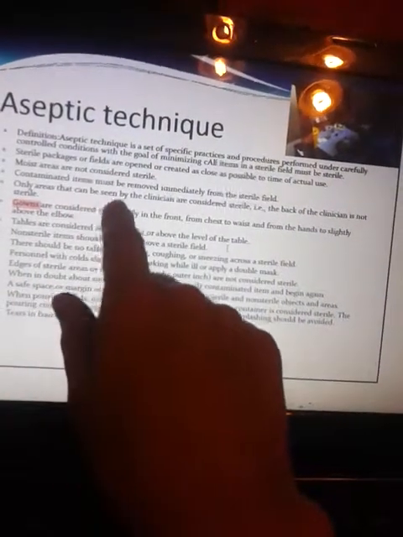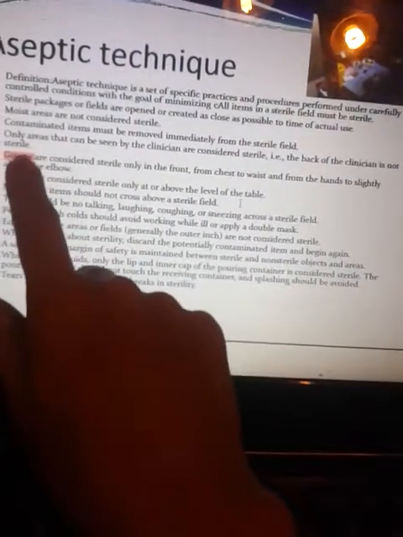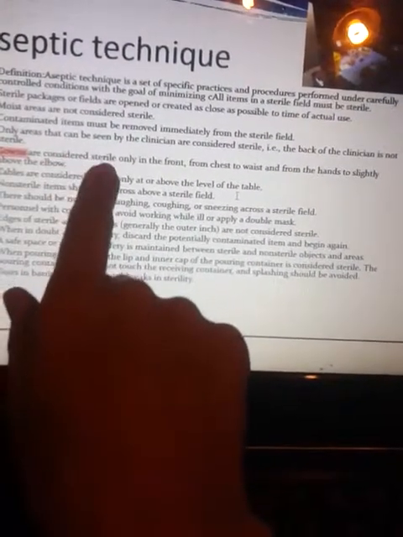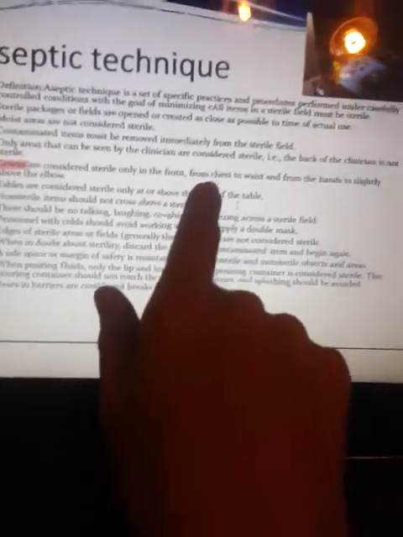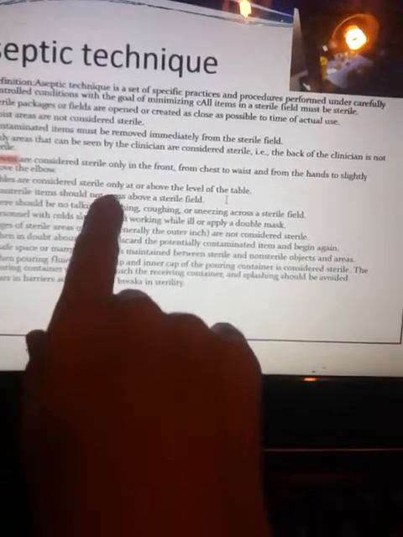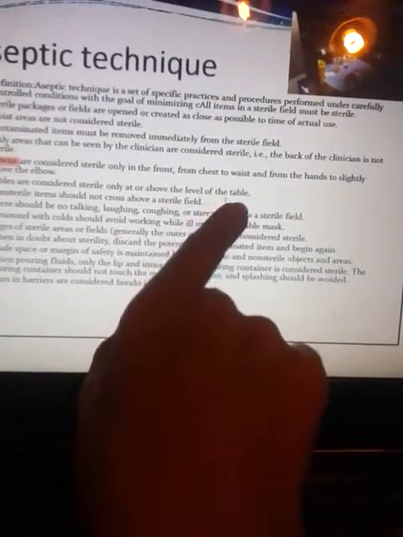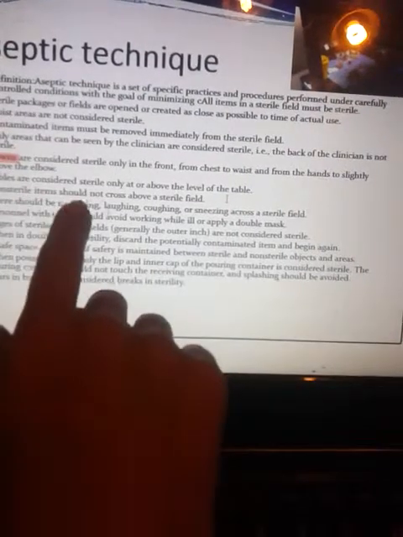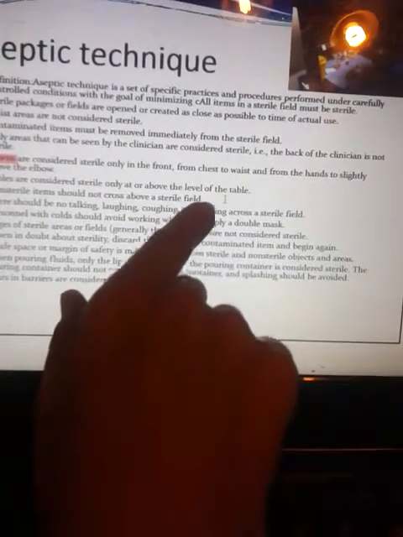Only the area that can be seen by the clinician is considered sterile. That means the back of the clinician is not sterile. Gowns, that is lab coats, are considered sterile only in the front, from the chest to the waist, and from the hands to slightly above the elbow. Tables are considered sterile only at or above the level of the table. Non-sterile items should not cross above the sterile fields.